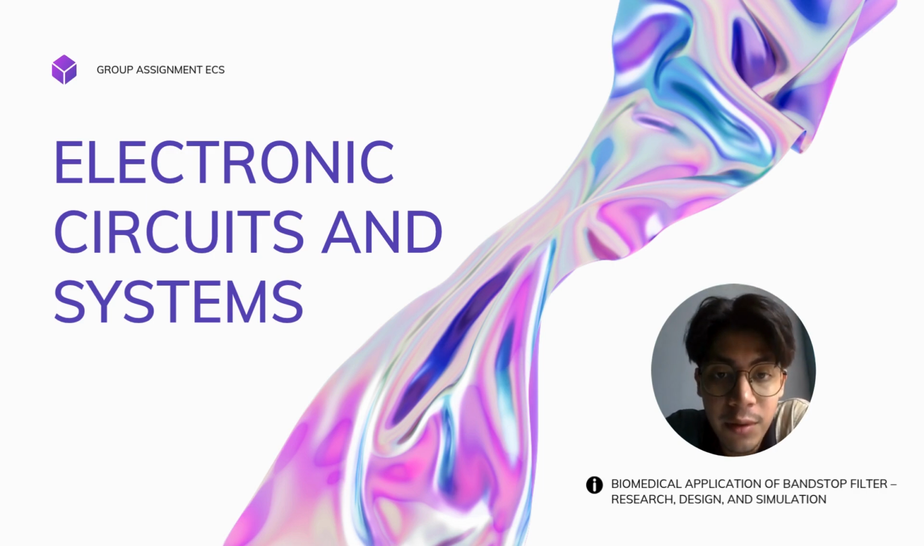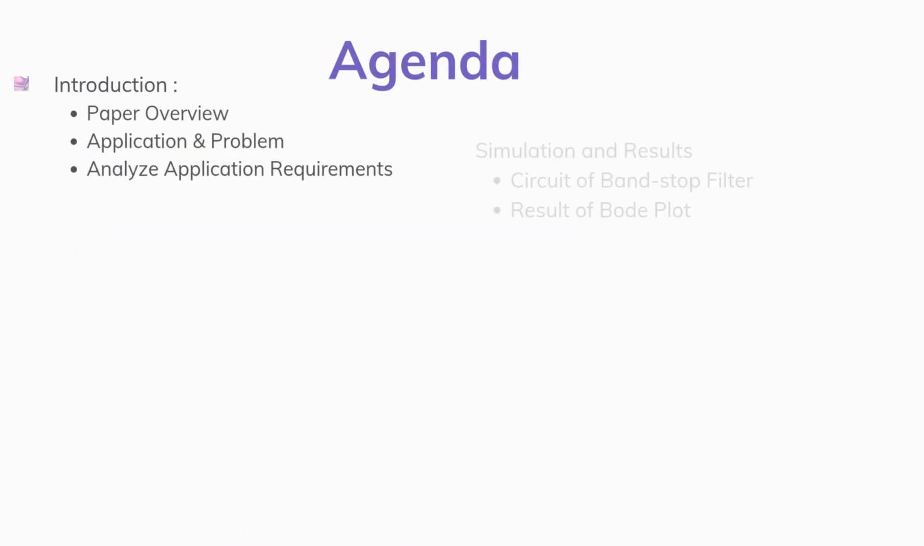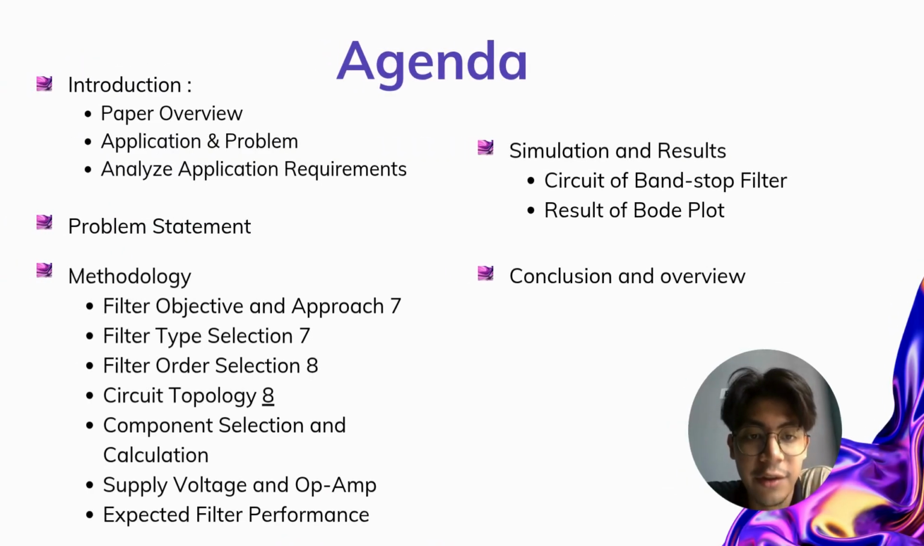So, for this video, we'll be talking about our assignment, which is focused on us designing a circuit which consists of a bandstop filter to address the issue of the 50 Hz power line interference in the ECG signals. In this video, we'll be looking at the introduction for our assignment, which consists of the paper overview, and also the applications and the problems that are faced with the ECG, and we'll also be analyzing the application requirements.